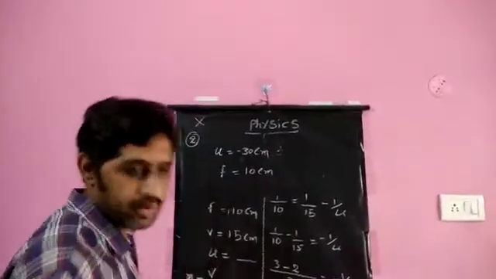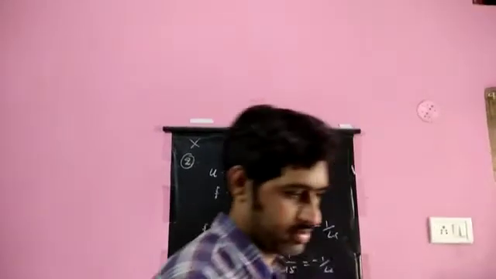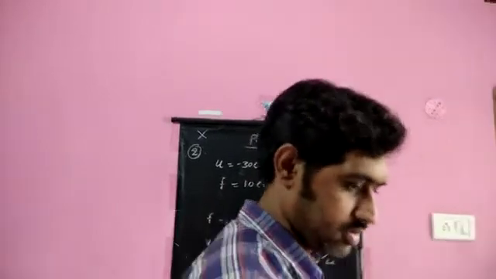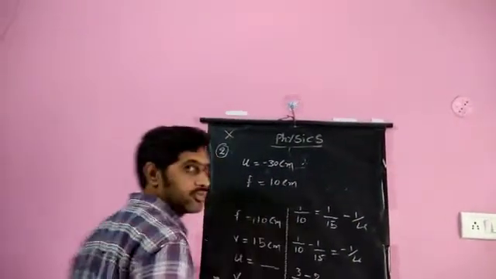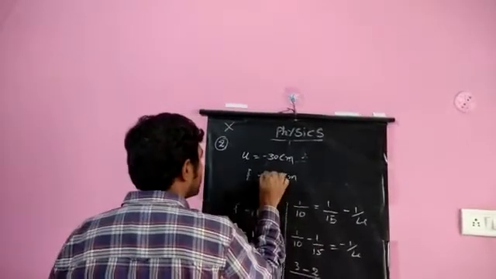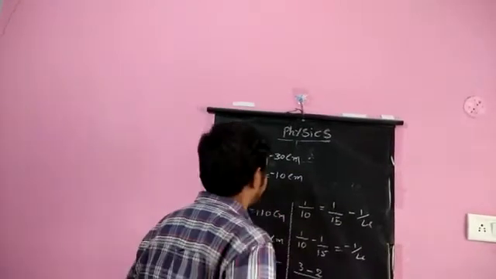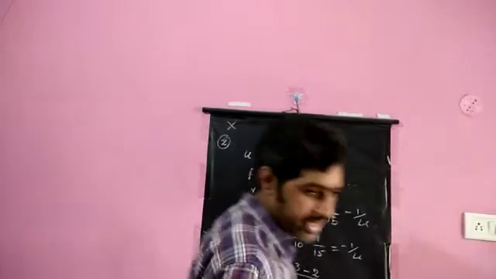He is asking us to find where the image is formed. Focal length of convex lens is positive. Focal length of concave lens is negative. Convex lens is positive, concave lens is negative. So I am taking focal length as minus 10 centimeters. He is asking us to find where the image will be formed, that is V, the image distance.